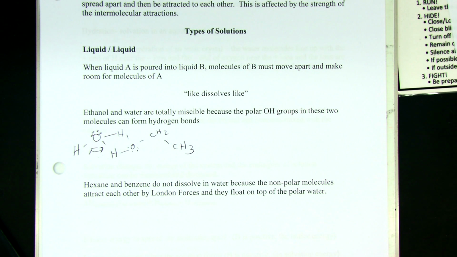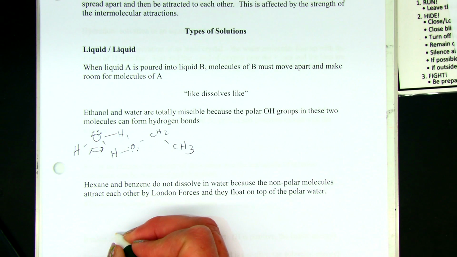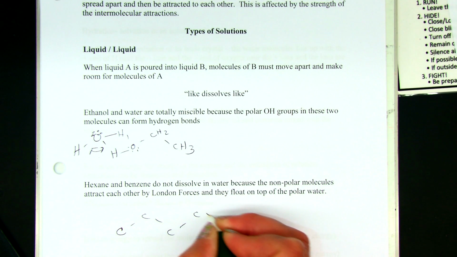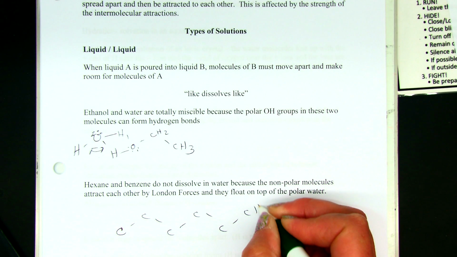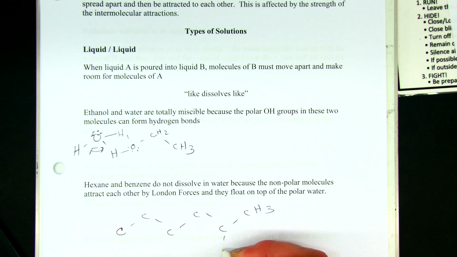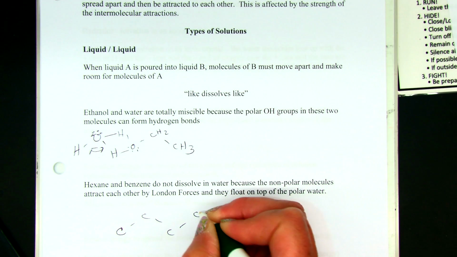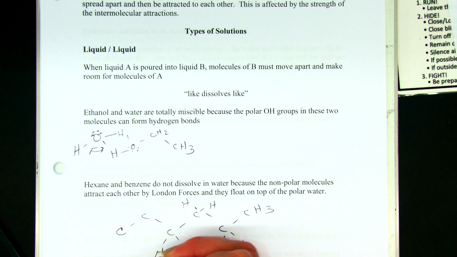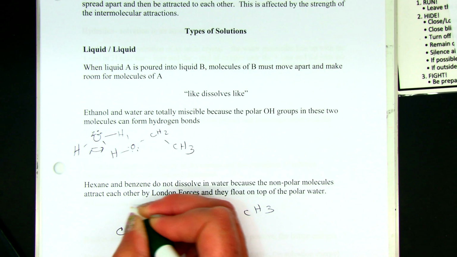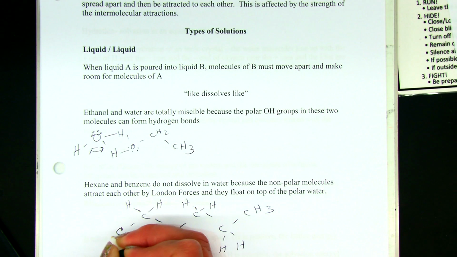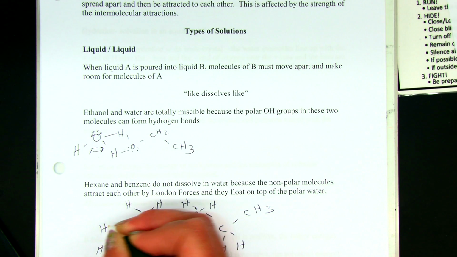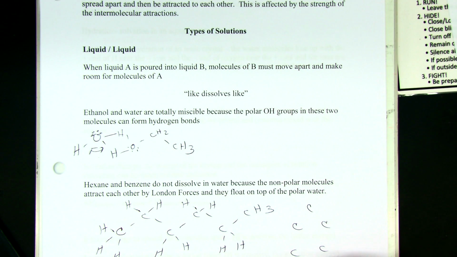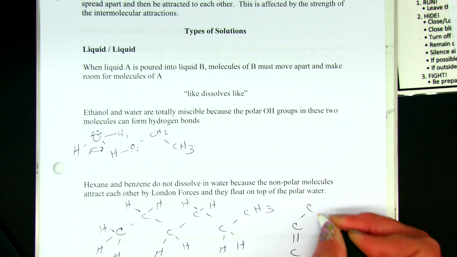Okay, things like hexane. Hex means what? 6. Okay, things like hexane or benzene do not dissolve in water because they are very nonpolar, and we don't use benzene in the laboratory anymore anyway. You'll talk a lot about that in organic. Benzene is 6 carbons in a ring, has alternating double and single bonds.